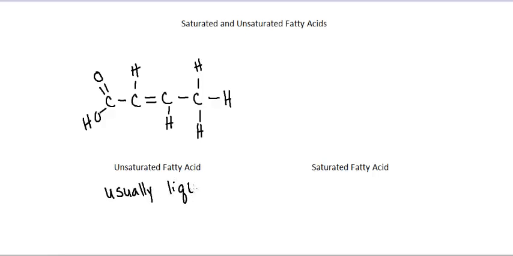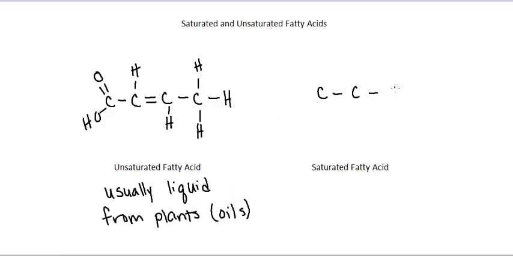Unsaturated fatty acids are usually liquid at room temperature. Things like peanut oil, canola oil, and olive oil are examples of unsaturated fatty acids, and these are usually from plant sources. Now, a saturated fatty acid is a different story.